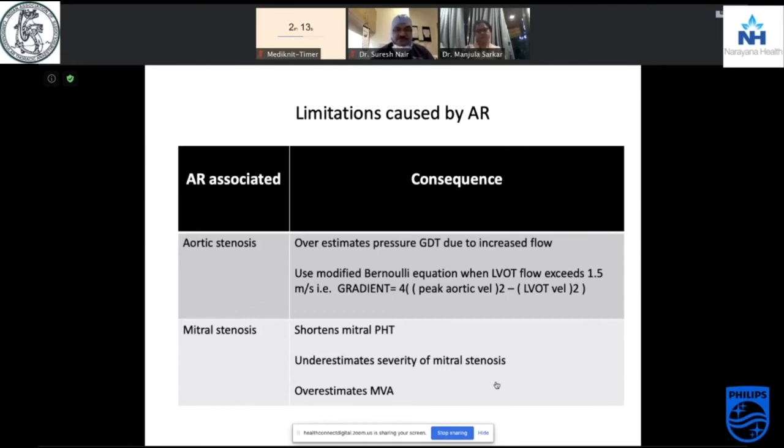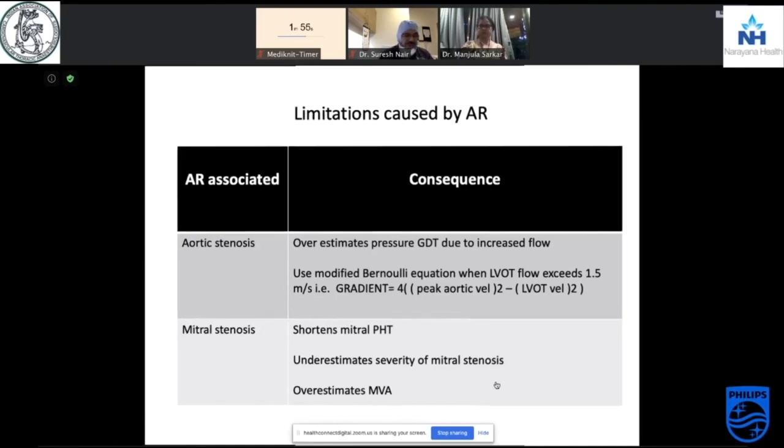It actually affects the assessment of other coexisting conditions. For example, in case of aortic stenosis, it actually overestimates the pressure gradient because of increased flow. In case of mitral stenosis, it actually shortens the mitral PHT and underestimates the severity of mitral stenosis.